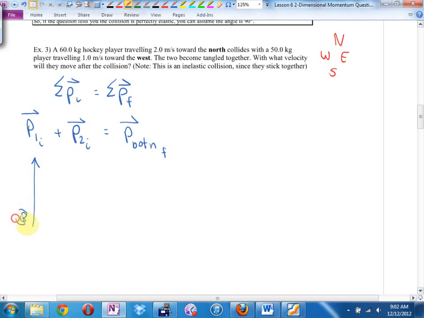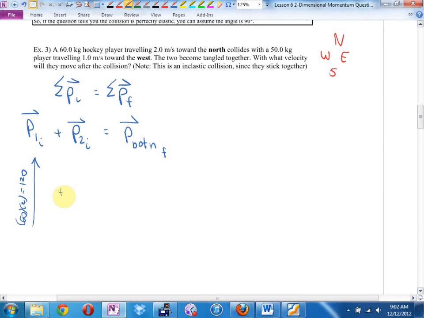60 times 2. You know what? I can do that one in my head, 120 long. 120 what? Kilogram meters per second, but 120. Plus, we're going to add 2 vectors. How do we add 2 vectors? We're going to be drawing these tip to tail now.